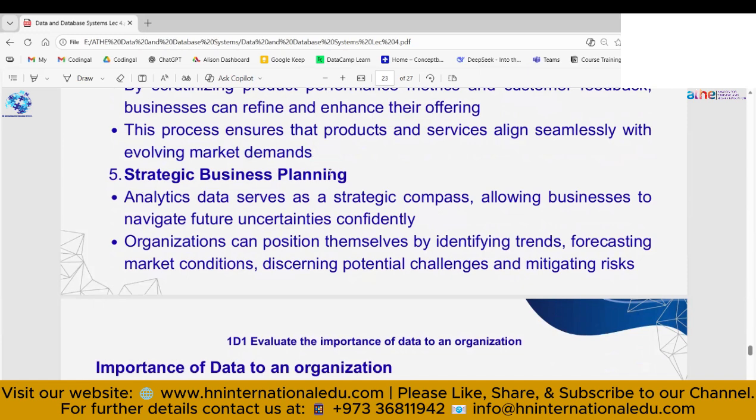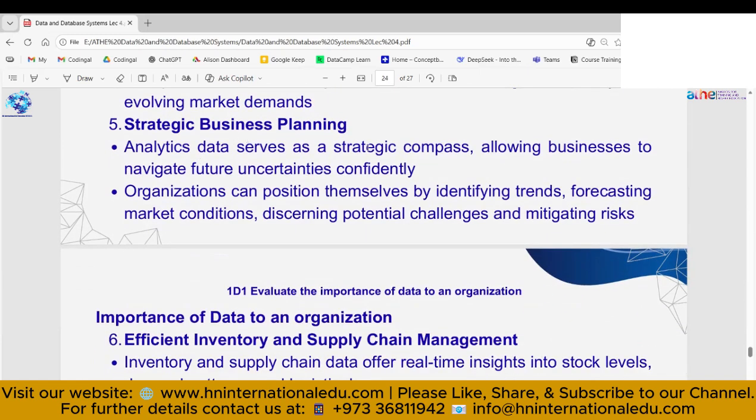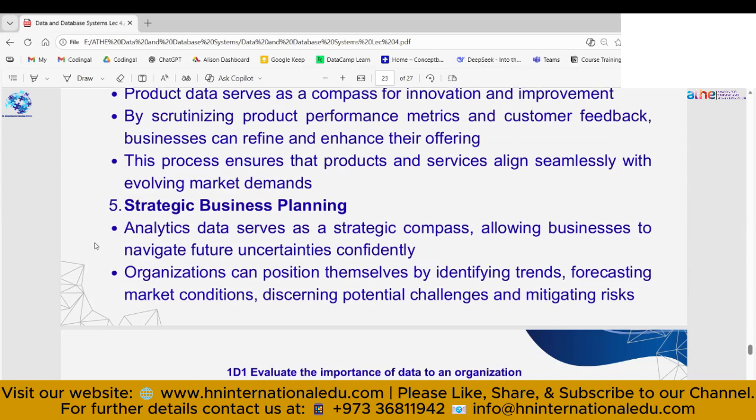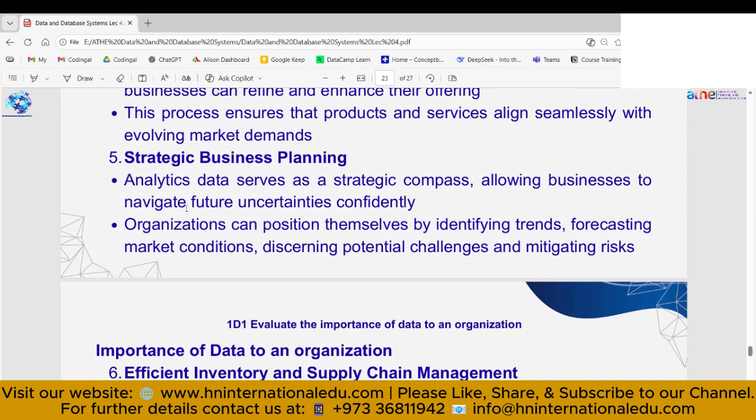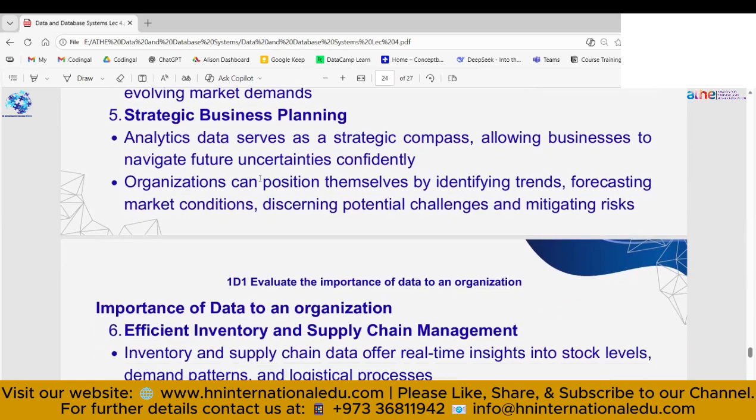The next is strategic business planning. Analytics data serves as a strategic compass, allowing businesses to navigate future uncertainties confidently. You can basically use an Excel sheet and enter all of that data, as we saw. In that Excel sheet or Google Sheet, you can make a pie chart or bar graph to represent your data. That can help you see how well you are performing. And organizations can position themselves by identifying trends, forecasting market conditions, discerning potential challenges, and mitigating risks.